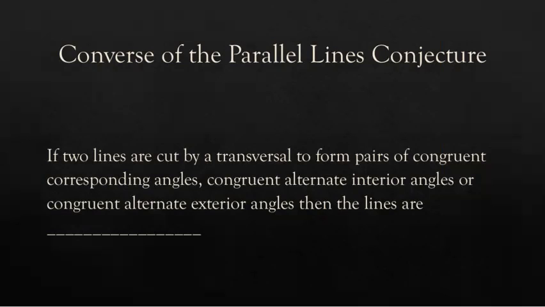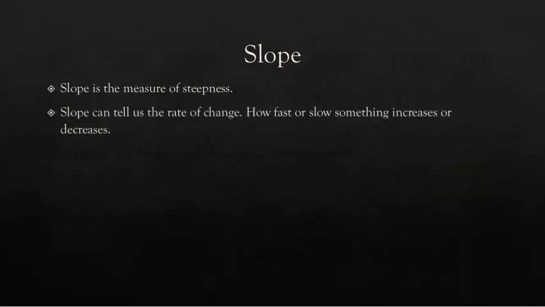The last thing we have today is to do a little bit of algebra review. So we're going to review what a slope is. Slope is the measure of steepness of a line or even a hill or a mountain. Slope can tell us the rate of change, how fast or slow something is increasing or decreasing. If a graph was distance versus time, slope would tell us the speed, how fast or slow you are increasing or decreasing your distance. So that would be your speed.